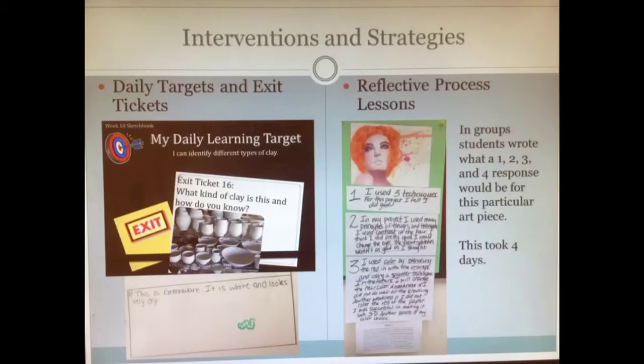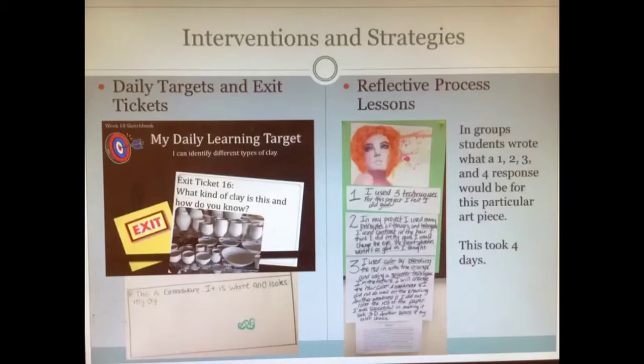Interventions and strategies that I've tried are daily targets, where students are looking at a target at the beginning of class and at the end of class are then responding to an exit ticket about art terminology and vocabulary. You can see this on the left where there is an exit ticket displayed and the student has done a writing about that question. I've also implemented other strategies where we have looked at an art piece and day by day we broke down what a 1, a 2, a 3, and a 4 means for the writing.